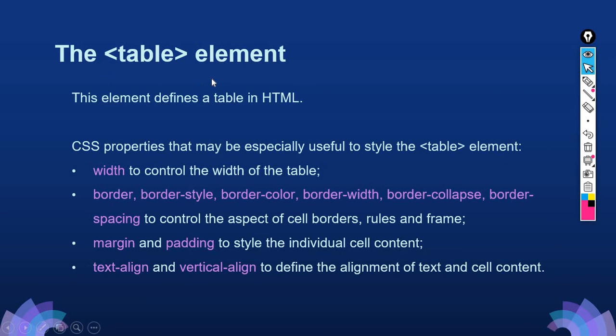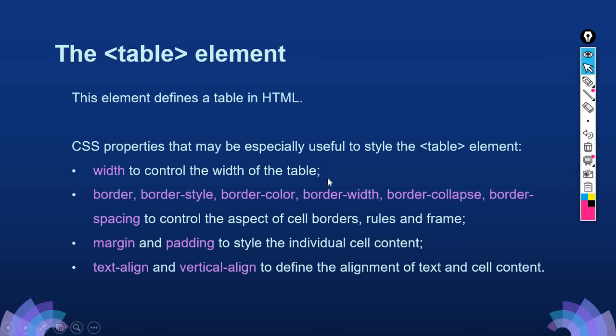So the first element is the table element. This element defines a table in HTML. It used to have attributes such as border, but they have all been deprecated as the same can be achieved through CSS. So CSS properties that may be especially useful to style the table element are width.